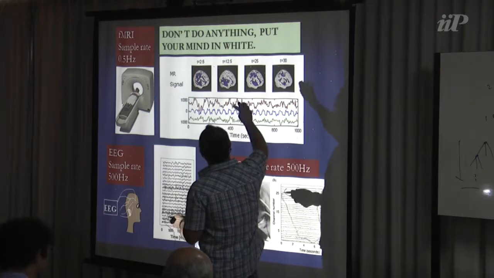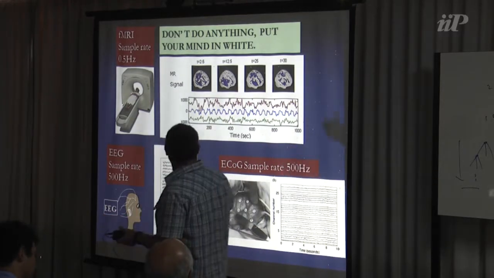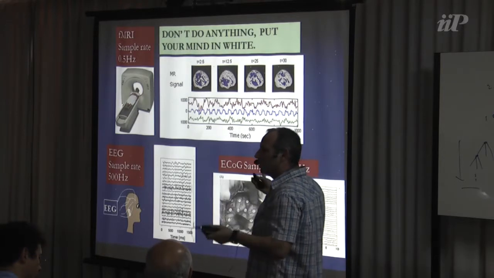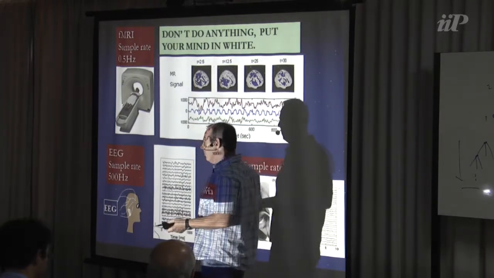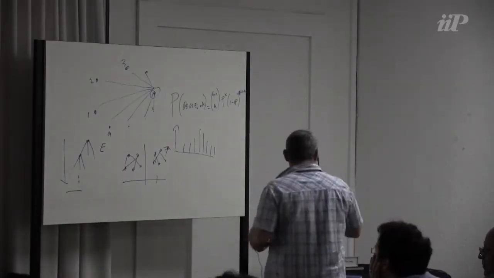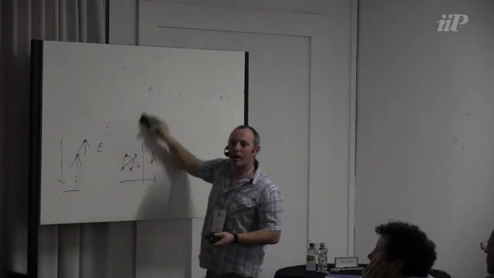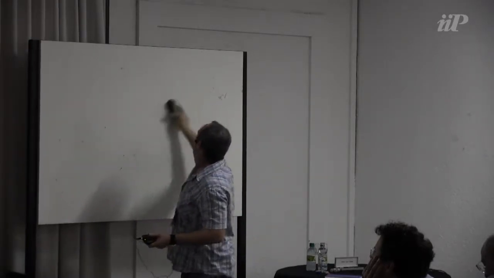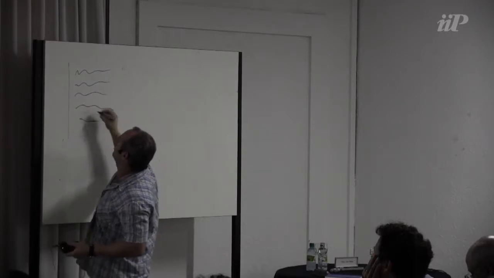Okay, let's think, it doesn't matter what technology is used, we are observing resting state networks, okay? In fMRI, you say, don't do anything, put your mind in white, whatever that means. You have 30,000 time series. In EEG, the same, with better resolution, and in EKG, it's the same. So I want to think about what kind of things can be done when you have N time series, okay?